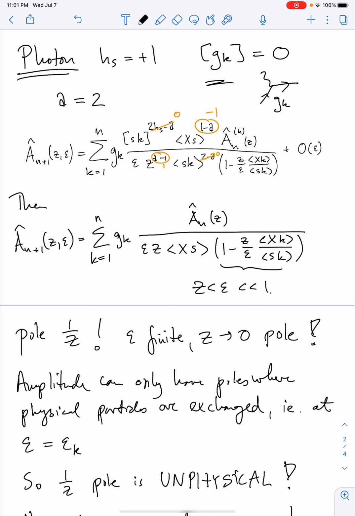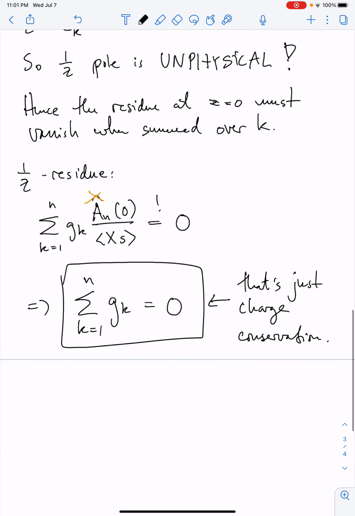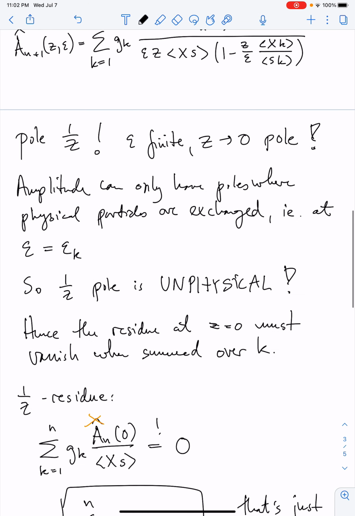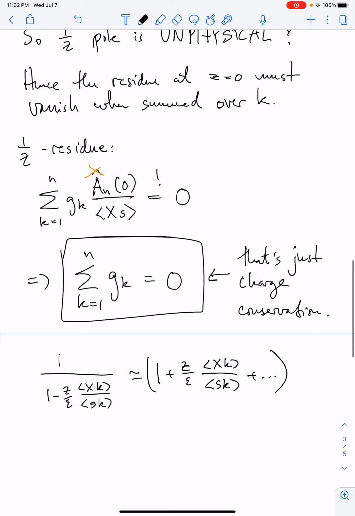This means that I can expand what sits inside this term here. And so when I do that, I get the following. We get that 1 over the term 1 minus z over epsilon, x k angle bracket with s k angle bracket, is of course approximately 1 plus c over epsilon x k s k plus higher order terms. These higher order terms won't matter. Well, they do matter, sorry, but let me just ignore them for the time being. They don't matter for anything that I'll talk about right now. And so what I see is that when I plug this expansion back into the formula here, the z-poles will vanish by this one. This term now vanishes by charge conservation, as we saw before.